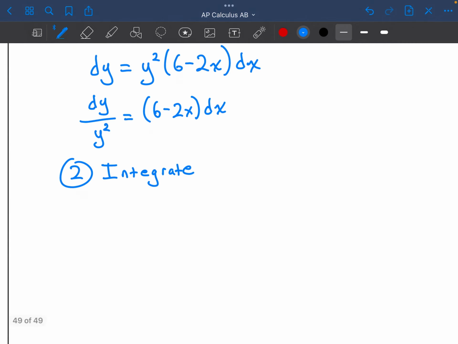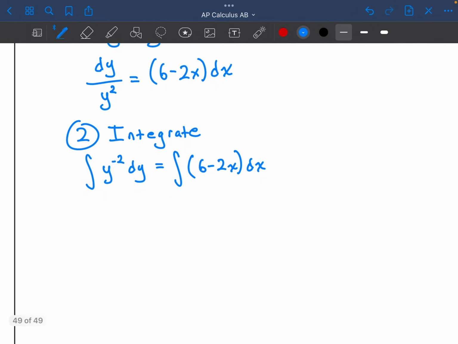And I just slap on an integral symbol, but I'm going to go ahead and rewrite that left-hand side because I don't like fractions. That one is a little bit better. So this is going to be y to the -2 dy, just rewriting our left-hand side without a fraction. And on the right-hand side, I'm just going to rewrite it with an integral symbol. This is going to be the quantity of 6 minus 2x multiplied by dx.